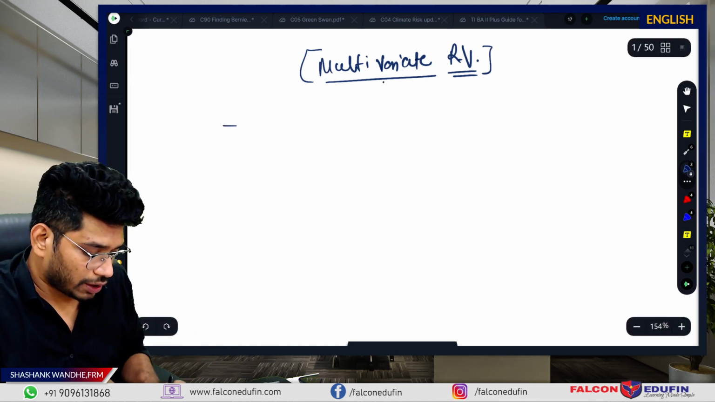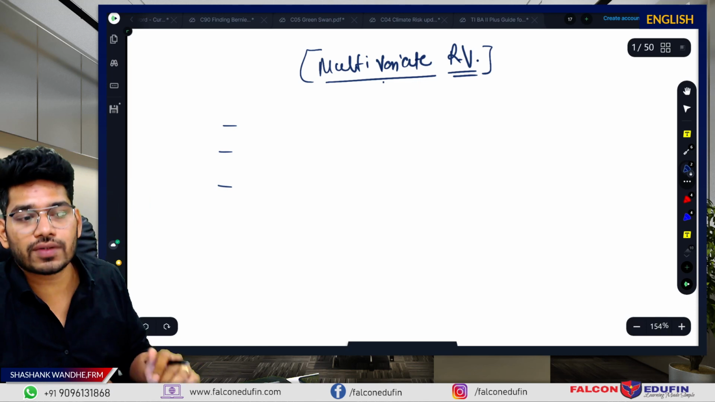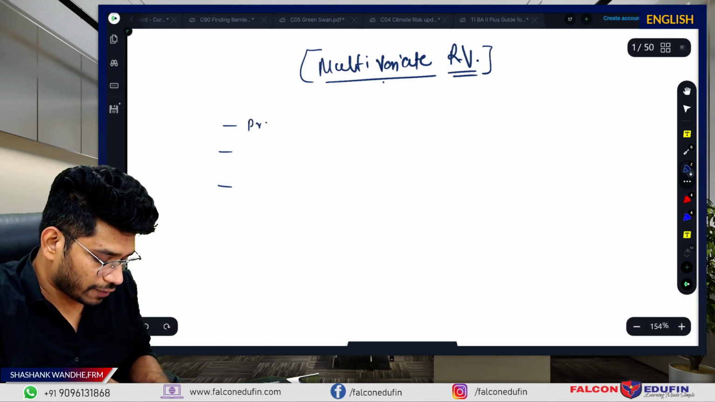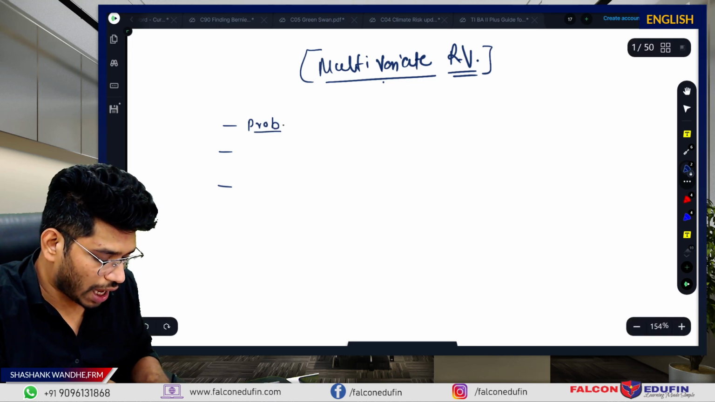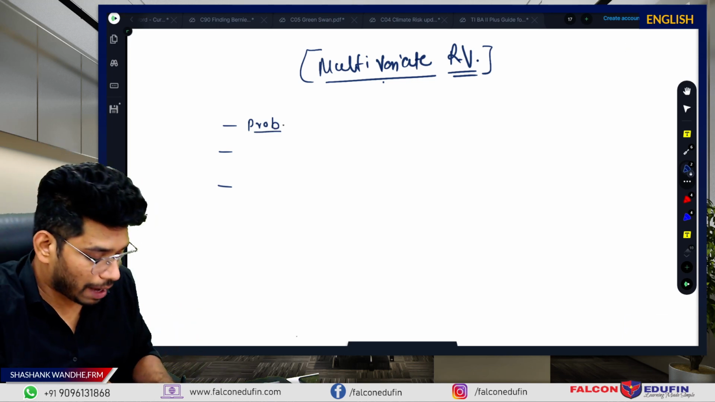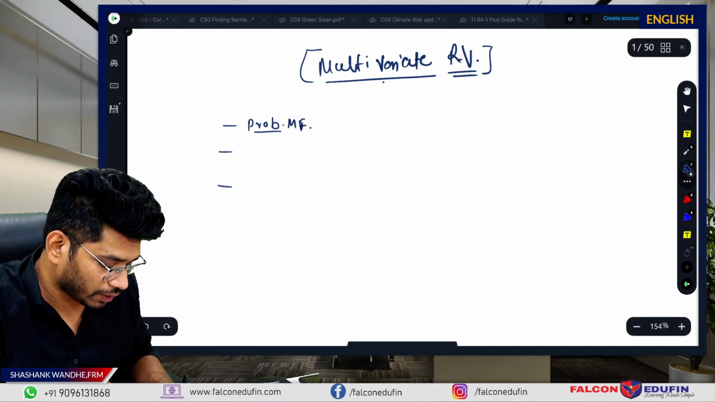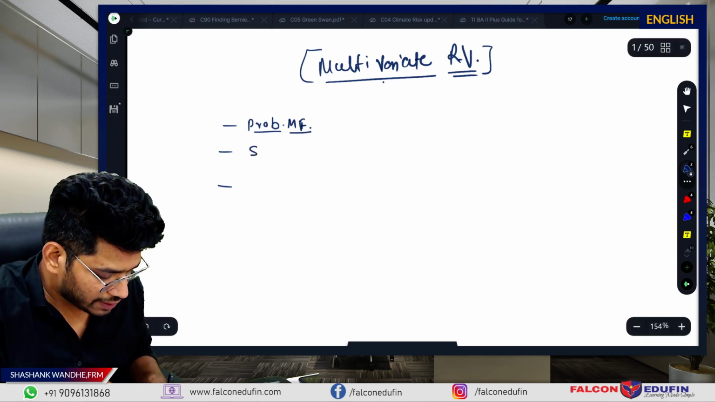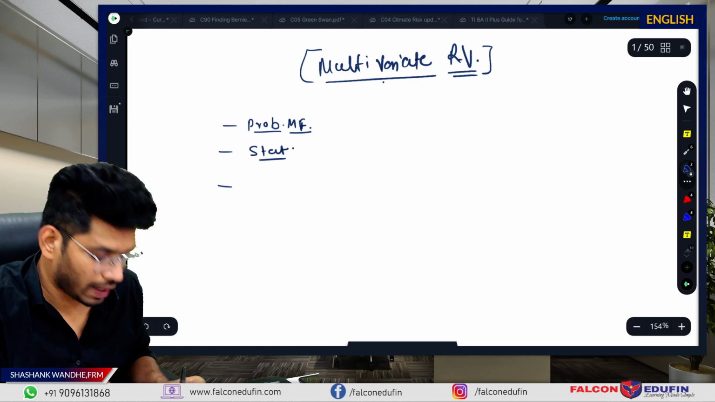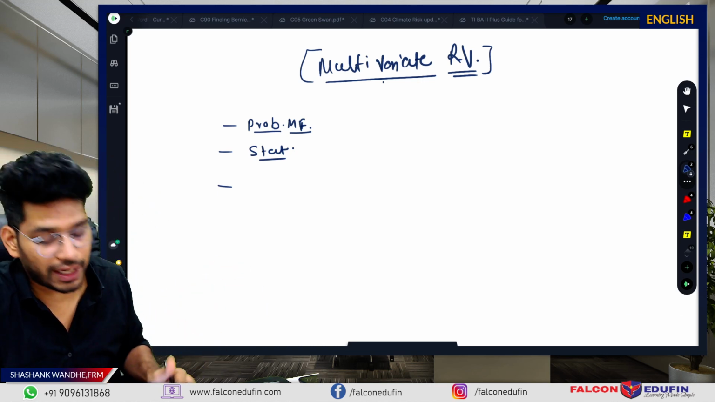Now, the structure of the discussion. In the first section, we have three or four learning objectives which are about probability and the probability mass function, PMF. Then the next section is the statistics relating to the multivariate random variables.